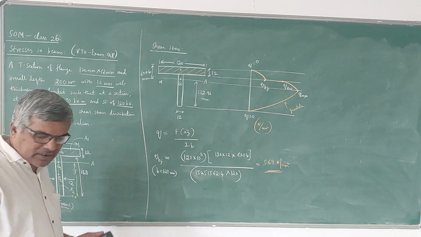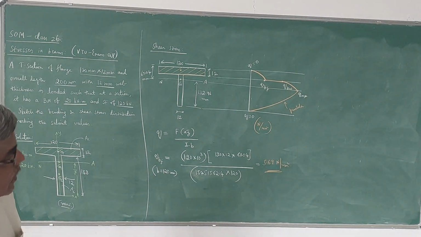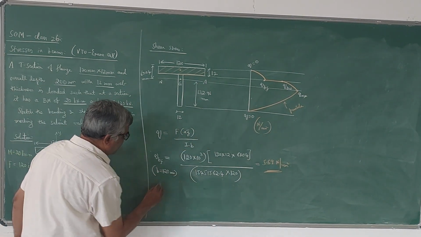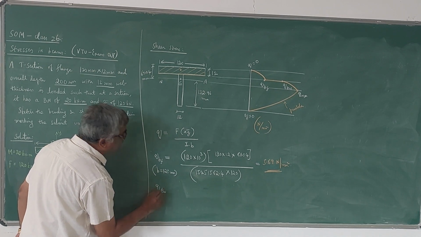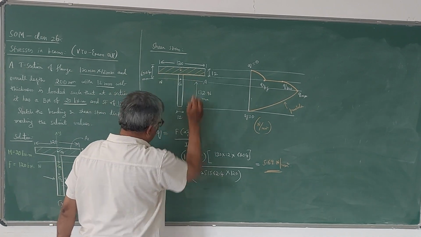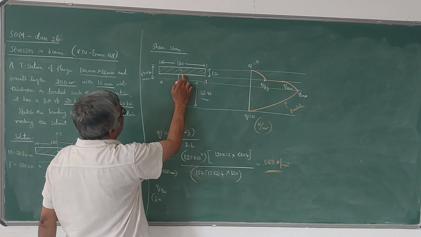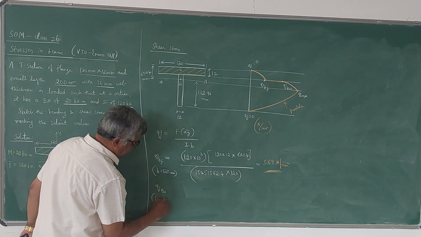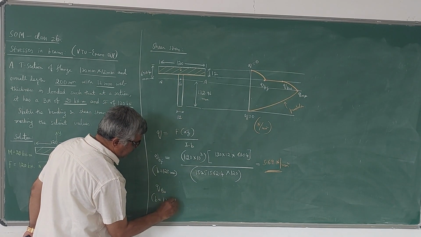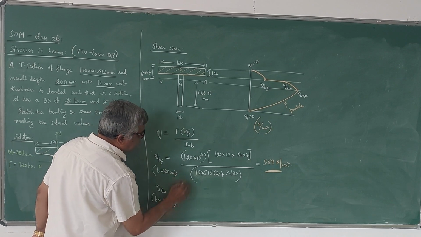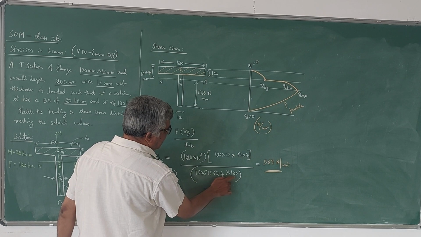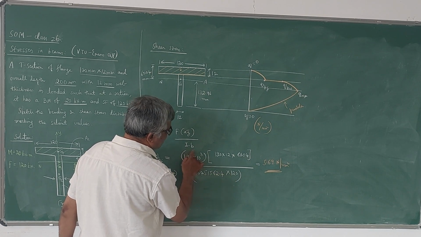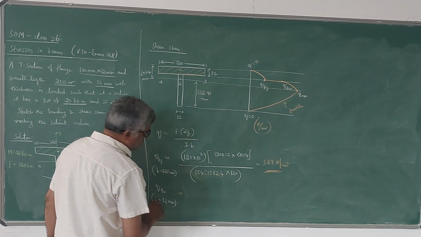This is one value. Next, second value I need is QTW. QTW is the shear stress at the top of web. So that means at the same level, but B we have to take width of web, that is 12 mm. B will be 12 mm. This is the difference. So for this, the numerator is same, I is also same, only in the denominator instead of this 120 we have to take B as 12.